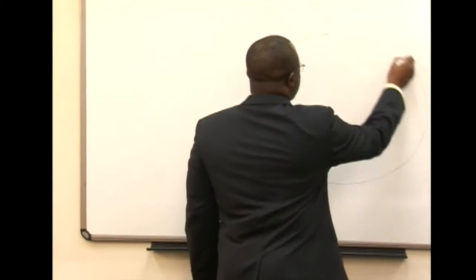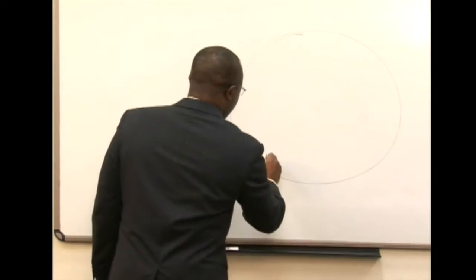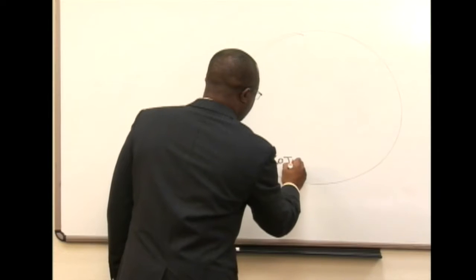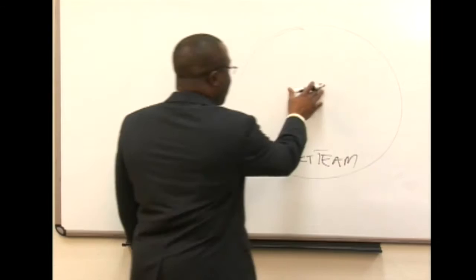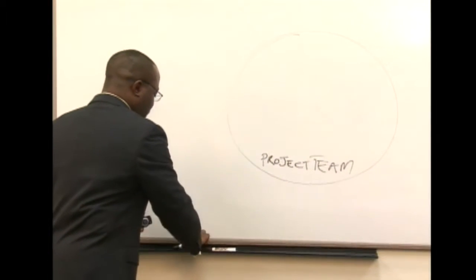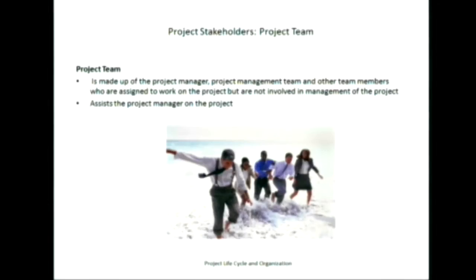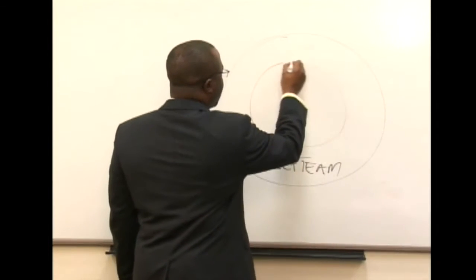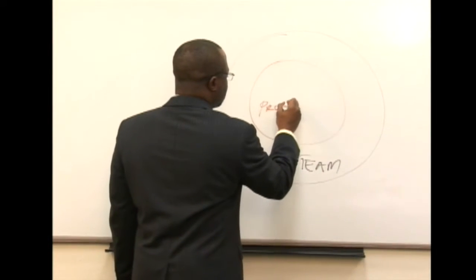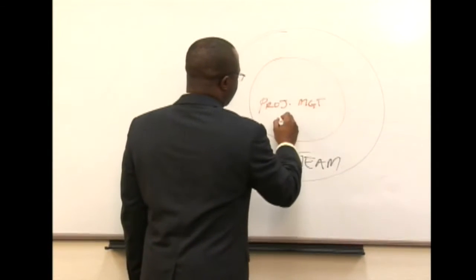So, talking about the project team, let's say we have project team here. That's your project team in that round circle there. Now, your project team, if you look at the slide here, is made up of the project manager, project management team, and other team members. So really, when you look at the breakdown, you could have the project team being that circle, and within that, you have the project management team.